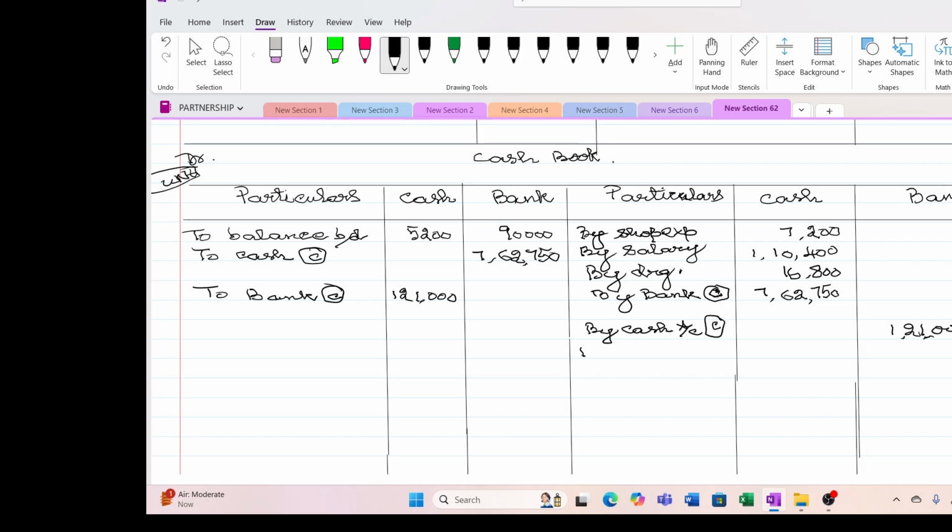Suppliers means creditors. By creditors, we have made a payment of 77,200. Okay, and they made a payment for furniture also, 25,000. By furniture, I am stopping here because we have to do the double entry side by side. Okay, so that we will do it.